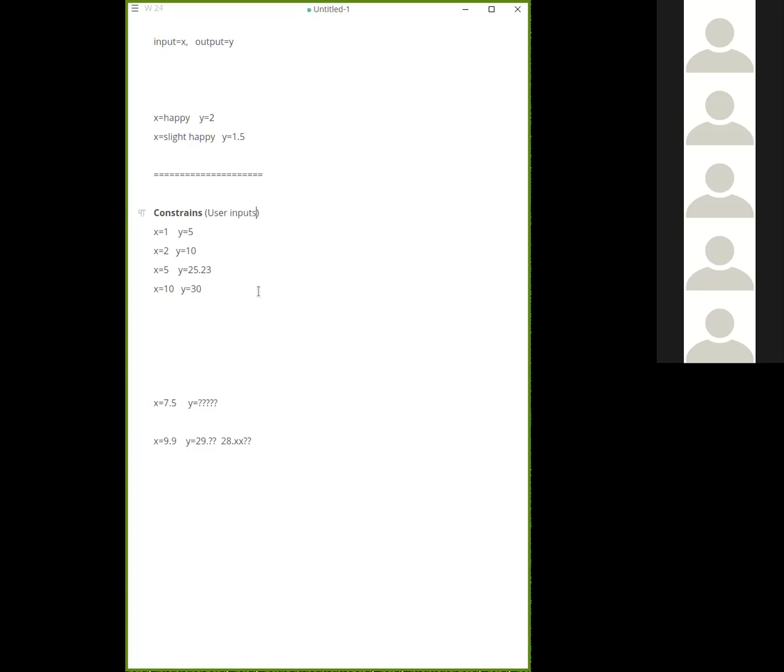So these are user inputs. User input 1 maps to 5, 2 maps to 10, 5 maps to 25, 10 maps to 30. When a user asks you a new value, he wants your system to be able to tell him what y would equal. So when the user queries it, you will return the value that you predicted. Does it make sense? Yes.